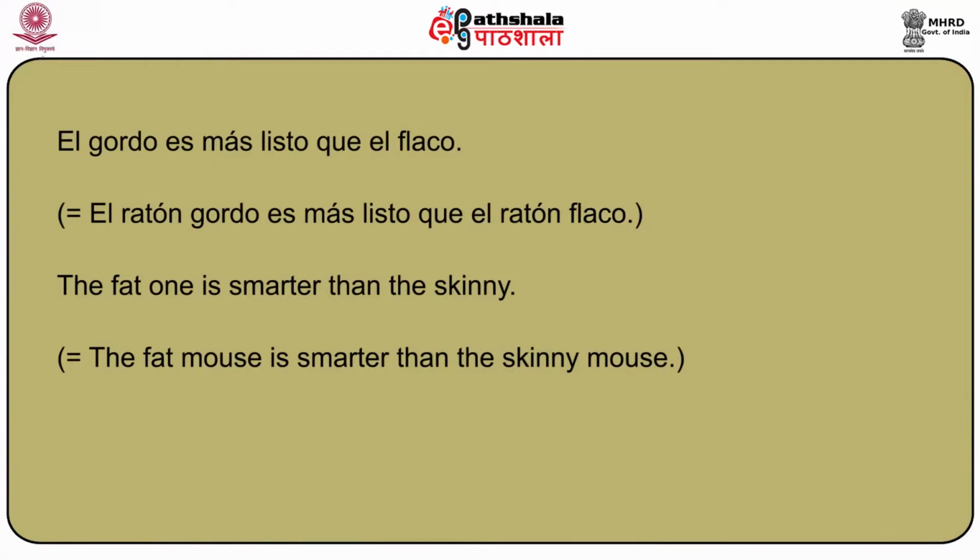Next example is, el gordo es más listo que el flaco, which is saying the same as el ratón gordo es más listo que el ratón flaco. So, in the earlier sentence, you can see the noun ratón has been omitted, but in a conversation, it can be understood by the context.